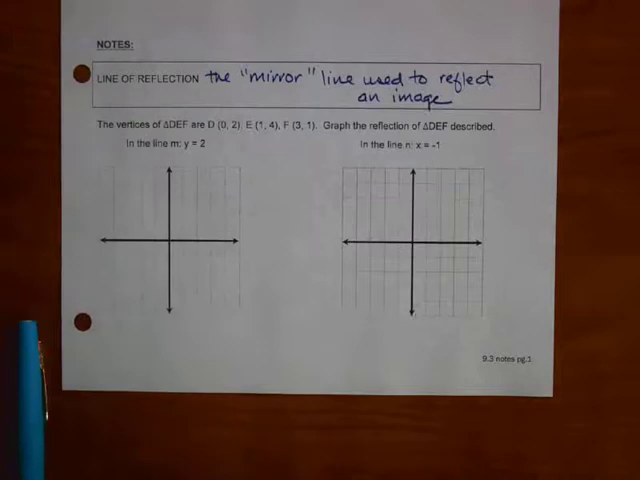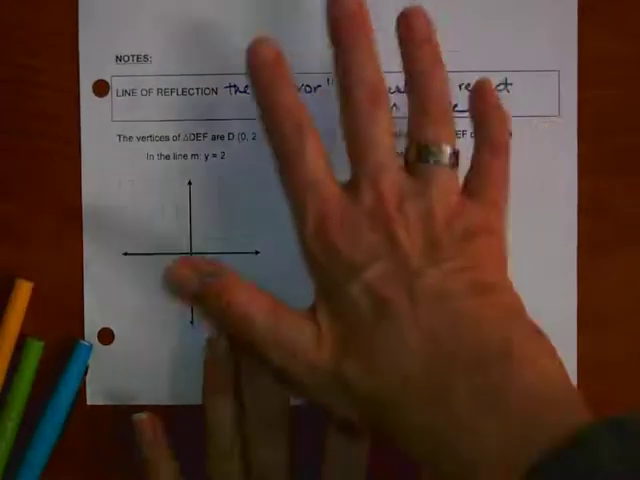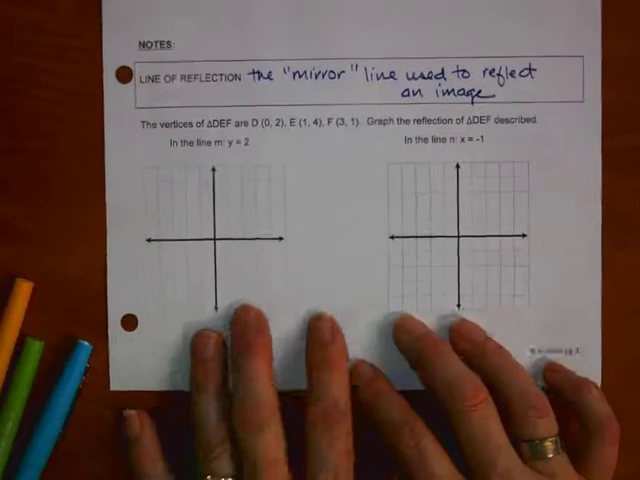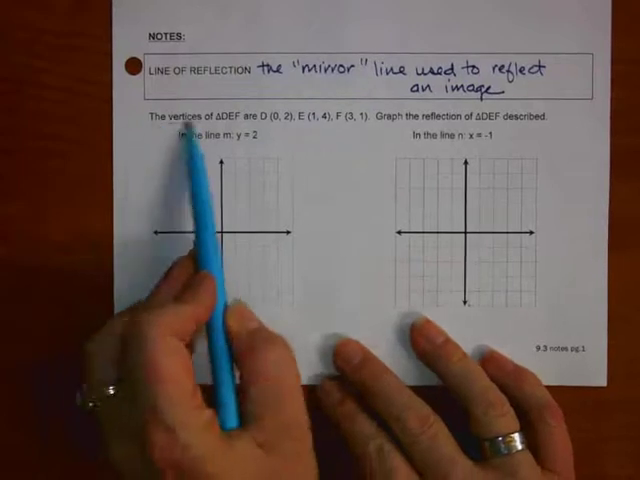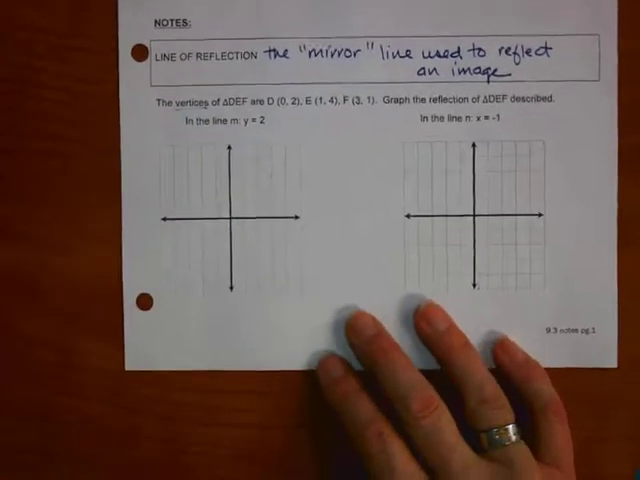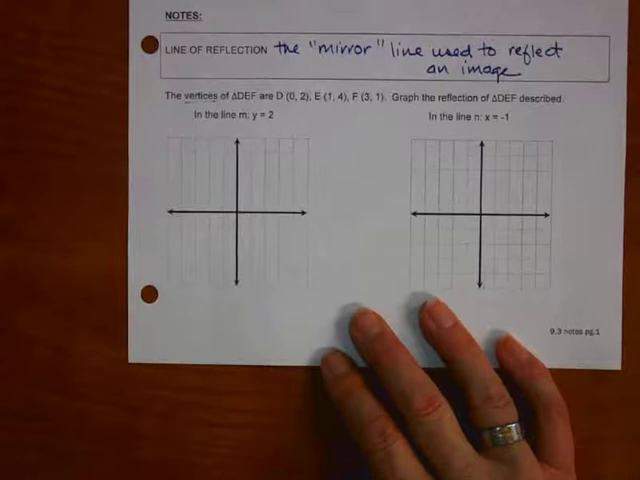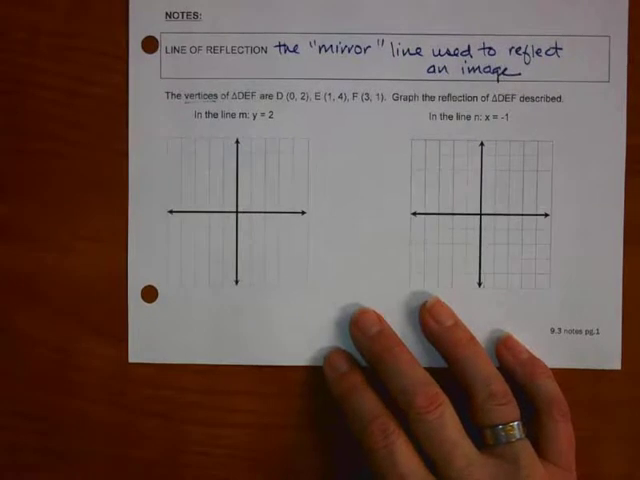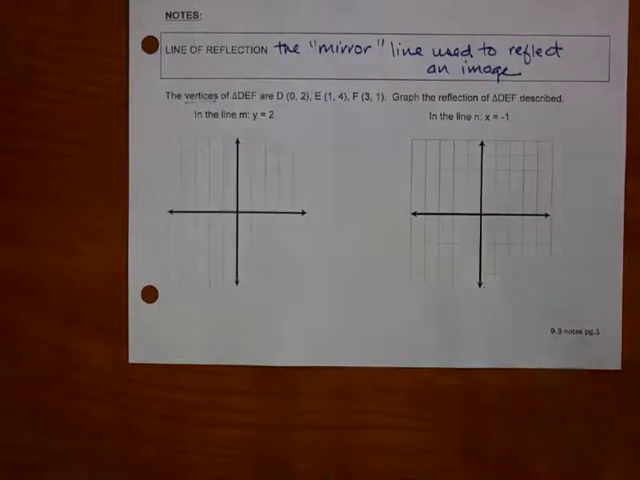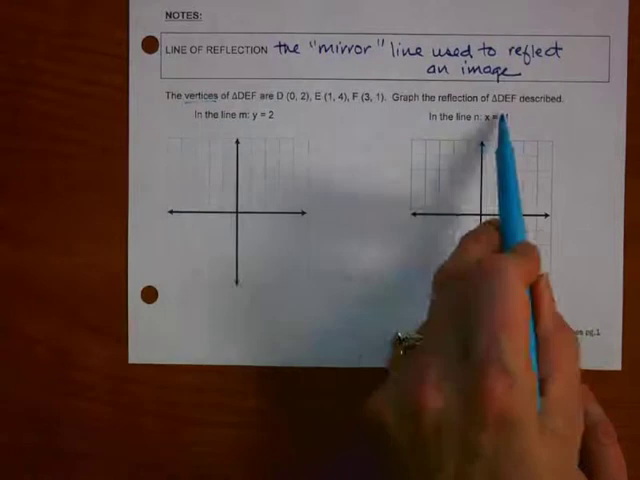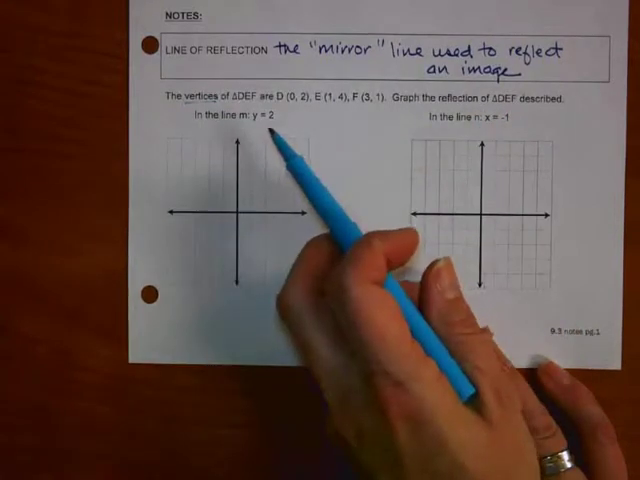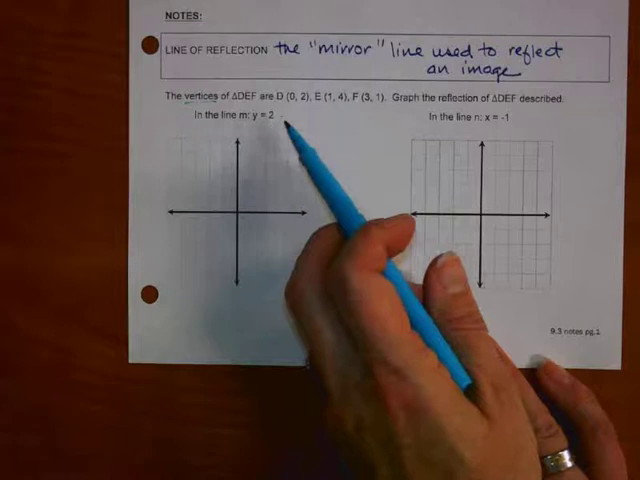All right, so you're going to use matrices today, but for right now, we're not going to start with doing the matrices. We're going to just kind of reflect these images. So it says the vertices. What's a vertice? Anybody know? Yes, Annie. Yeah, in a polygon, it's basically the corners of a polygon, right? Triangle, square, rectangle, pentagon, whatever. So the vertices of triangle DEF are these ordered pairs right here. Graph the reflection of triangle DEF described in the line M, y equals 2.